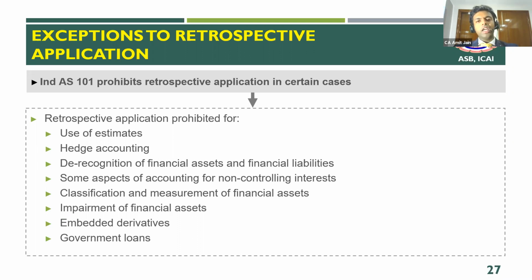Hedge accounting. I can adopt hedge accounting only if the hedge was effective in the previous GAAP as of 31st March 2018, right? Only then can I adopt hedge accounting on the transition date. Then certain mandatory exceptions have been given for retrospective application, for example, de-recognition of financial assets and liabilities, some aspects of accounting of NCI, which is non-controlling interest, classification and measurement of financial assets, impairment of financial assets, embedded derivatives, and government loans. These are the items where the company does not have any option to apply retrospective application.